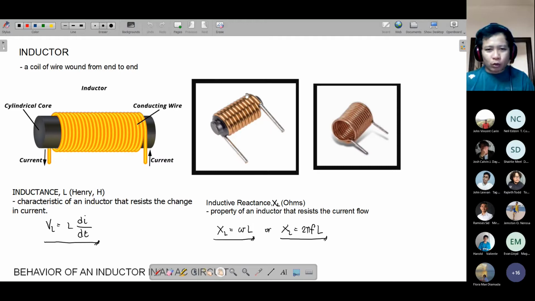So you just have a coiled wire there, or let's say copper wire. Then you have two ends. Okay? As long as you supply current to both of these ends, then you can make an inductor. Okay? So for an inductor, this is your conducting wire. Then this is your core. So there are inductors wherein there is a core. There are also inductors wherein there is no core.